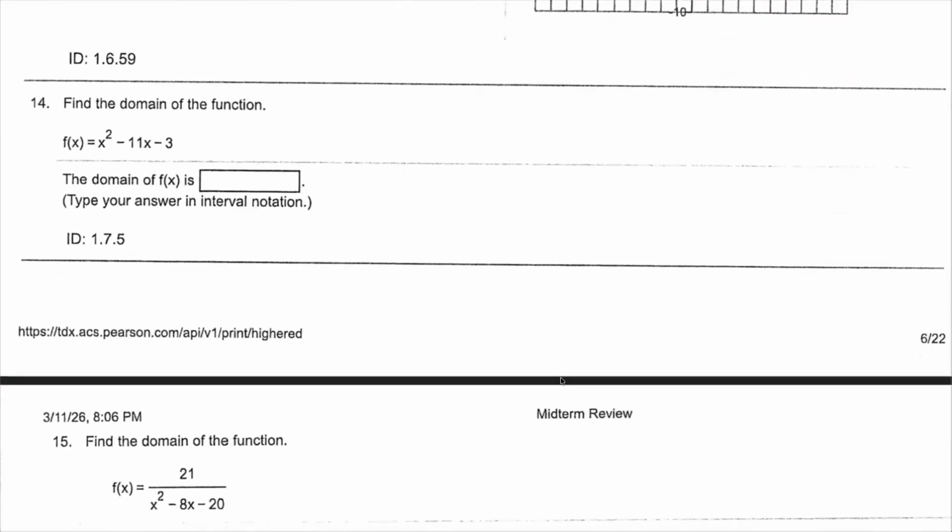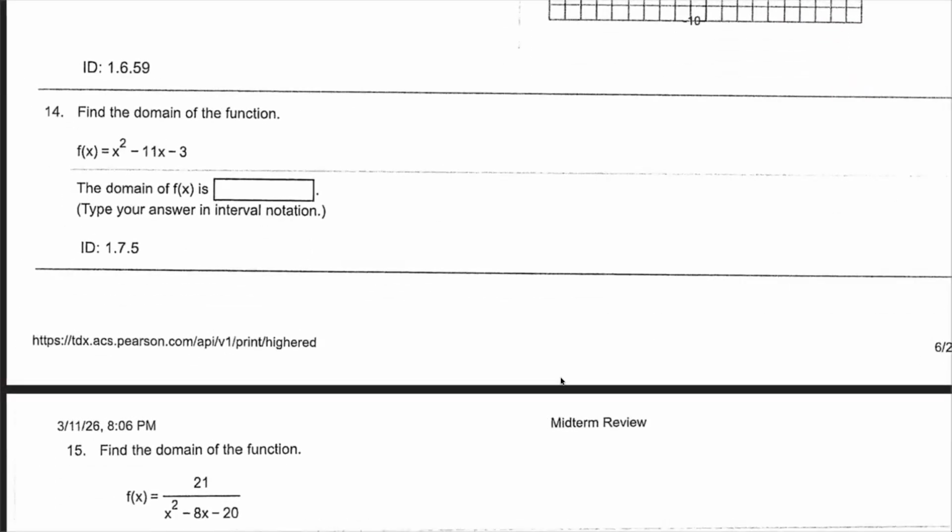Find the domain of the function. Now, y'all, this one should be a no-brainer because this is a polynomial function. This one should not require much thought from you. This particular function is not a rational function, meaning it's not a fraction, and it's not a radical function. It's a polynomial function, and polynomial functions all have the same domain.